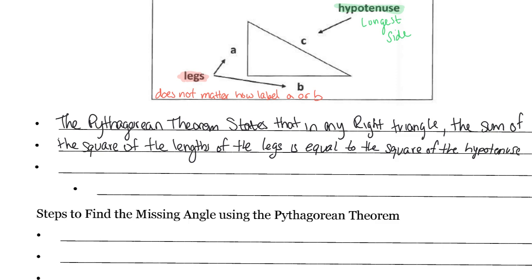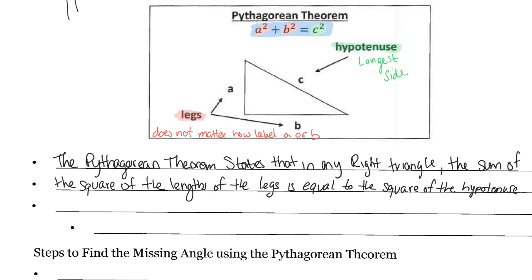So what that is really just saying is what this formula is. So it states that in any right triangle, so that's important that it has to be a right triangle. The sum means add. So the sum of the square of the lengths of the legs, so you're squaring the lengths of your legs, is equal to the square of the hypotenuse. So we just pretty much wrote out what the formula said.